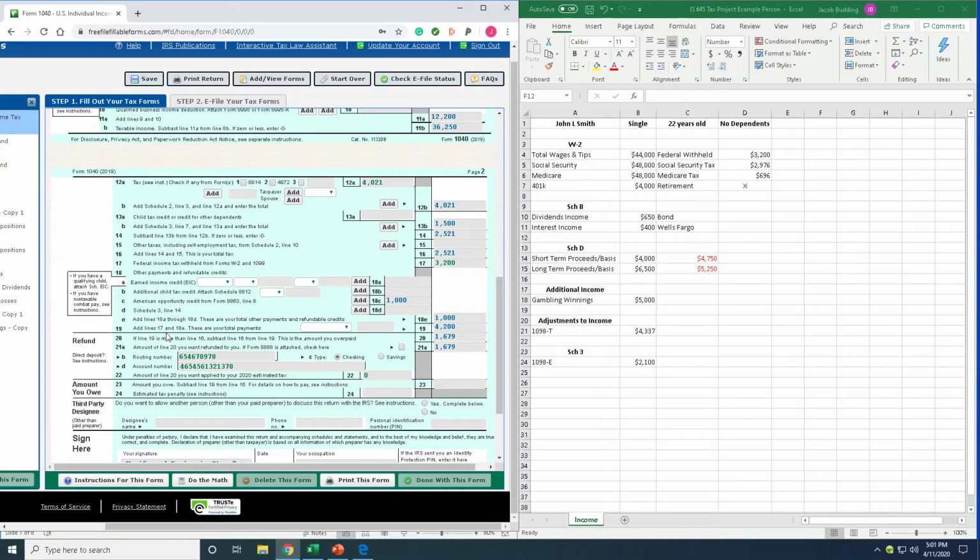And so you add lines 17 and 18E. So this is all the different type of credits you can get, but we're only going over the American Opportunity Credit. So this 1,000 plus this $3,200 that was withheld throughout the year from your job now equals $4,200. So 4,200 minus the 2,521, that's how much tax you have to pay for the year that's left to pay, equals 1,679. So therefore this is how much you're going to be refunded.